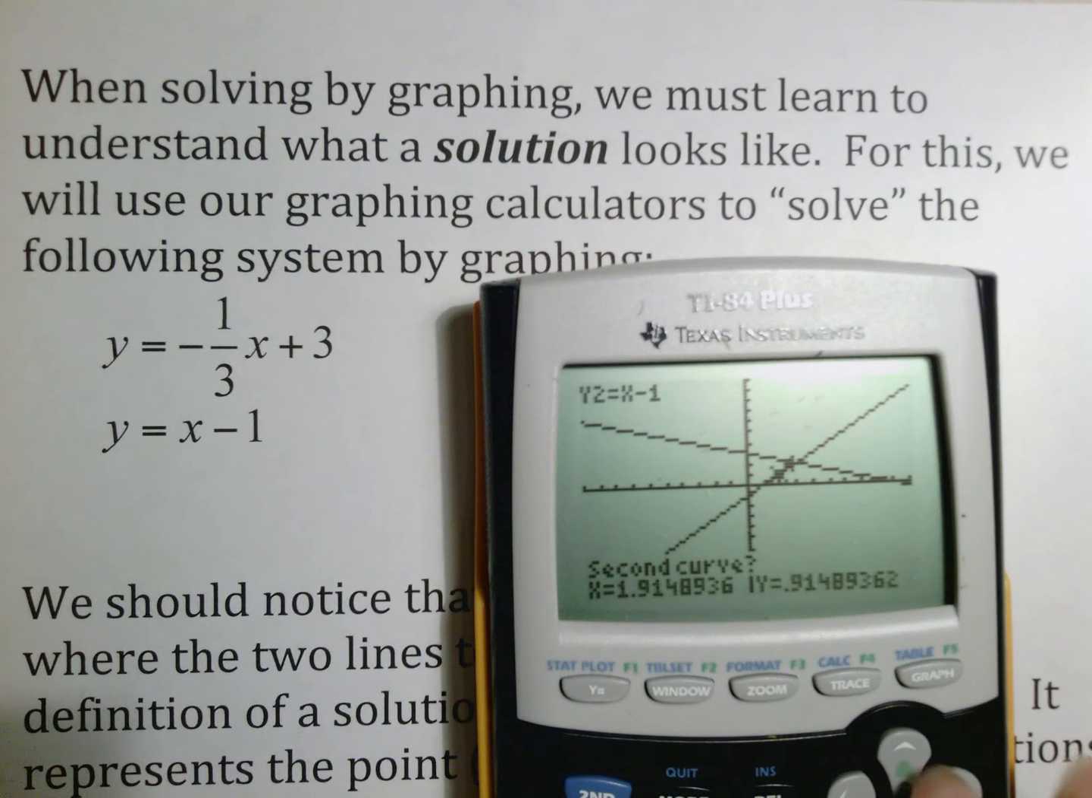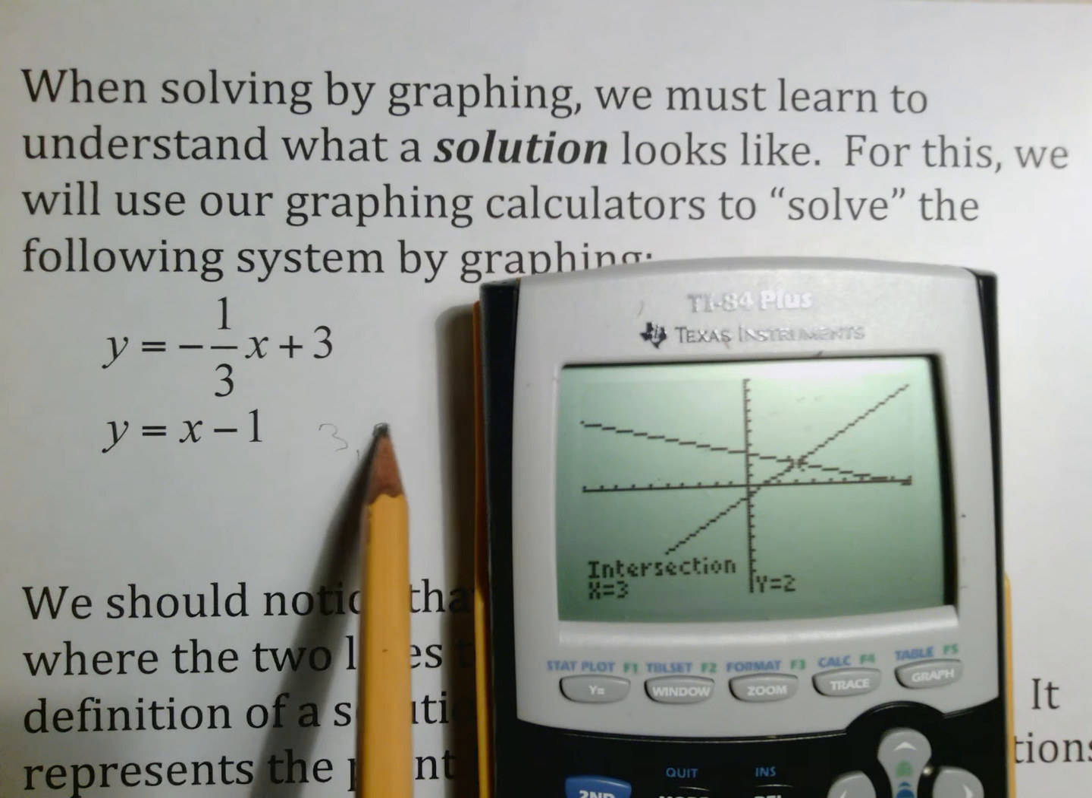Where do you think it's at on your second curve? And that's again where you notice that the x is moving along the second line. Put it about where you think it's at, and it gives you a guess. That's not what we want. You hit enter one more time, and it tells me that the intersection is at 3, 2.